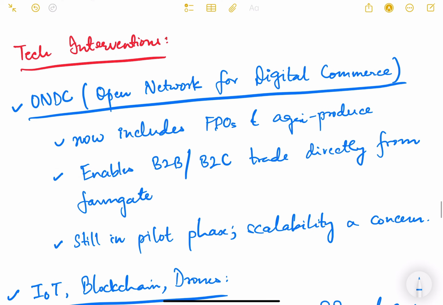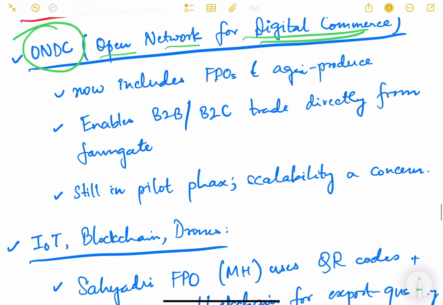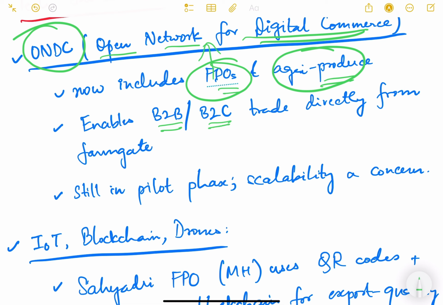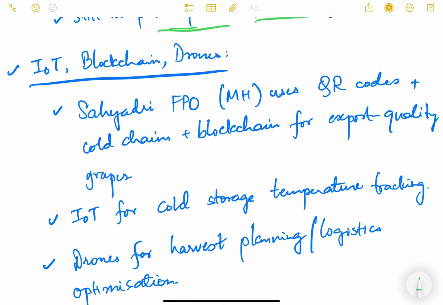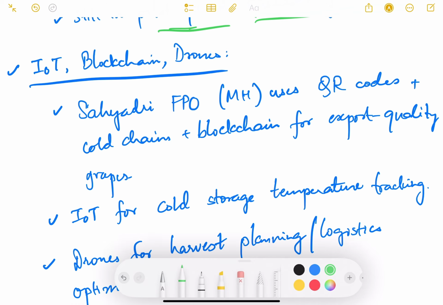Then there are various tech interventions also being done in this area. One is ONDC, the Open Network for Digital Commerce, which now includes FPOs and agri-produce. They have been onboarded so that they can sell their produce on this platform. It enables B2B, business to business, and B2C, business to consumer trade directly from the farm gate, and is still in the pilot phase. Scalability is a concern. How we can scale it up to the national level is a big concern, because of digital literacy, awareness, and so many different issues that we have seen in the previous video also.